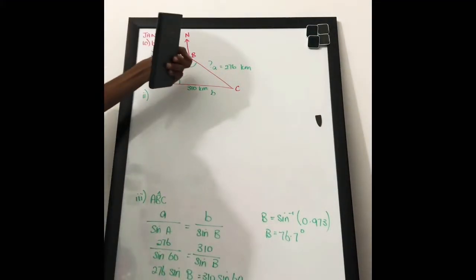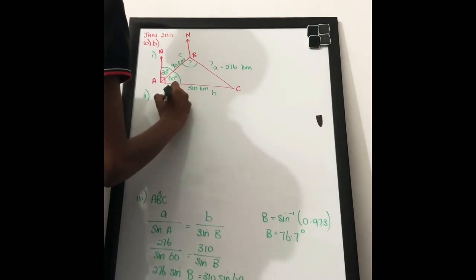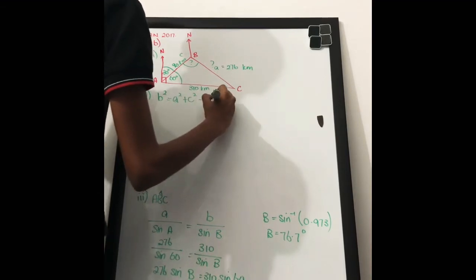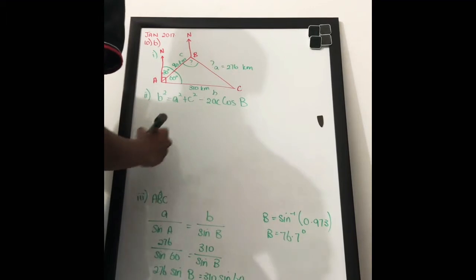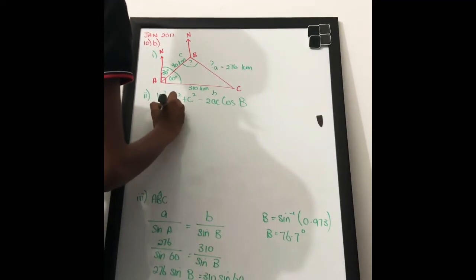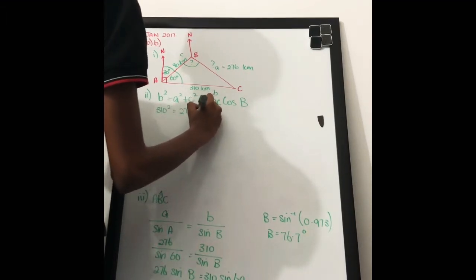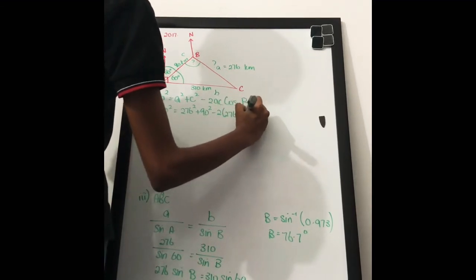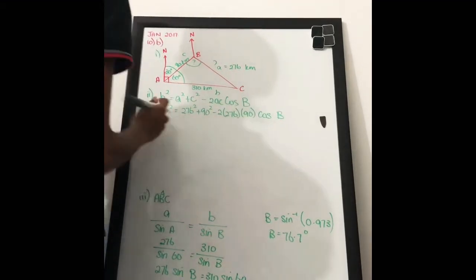Right, so we want to find the angle at B. So we make cos B the subject. We have B squared is equal to A squared plus C squared minus 2 times A times C times cos of B. B is 310, A is 276, C is 90, minus 2 by 276 by 90 cos of B. That's what we want to find.